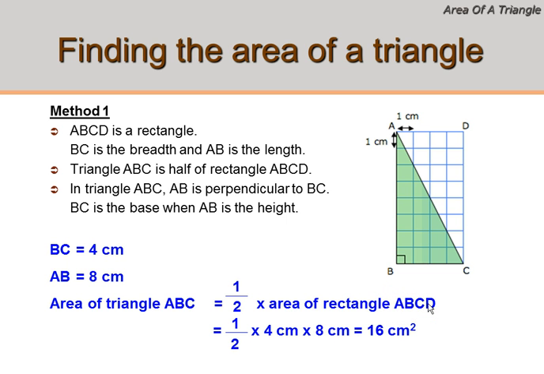The area of the rectangle ABCD is calculated this way: length times breadth. 8 times 4, which is 32 cm squared, right? And half of 32 cm squared is 16 cm squared. Now the 16 cm squared here is the area of the triangle shaded green.